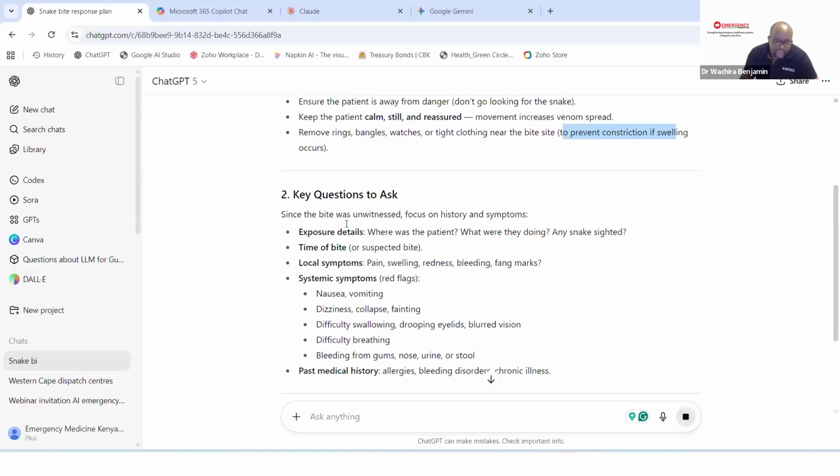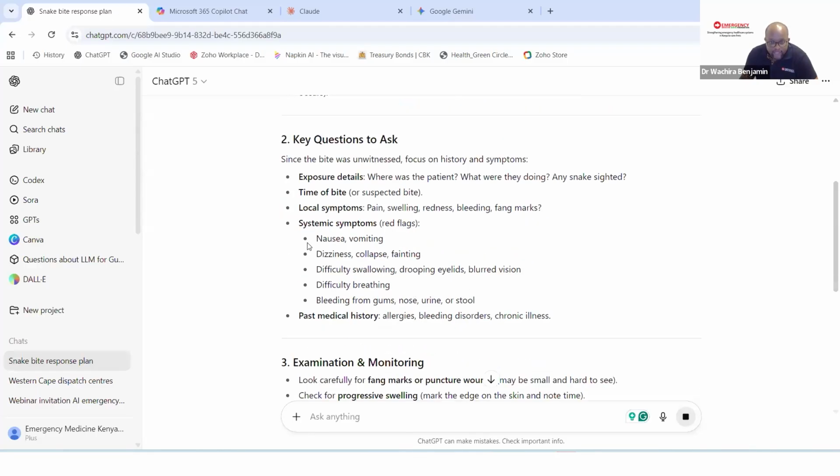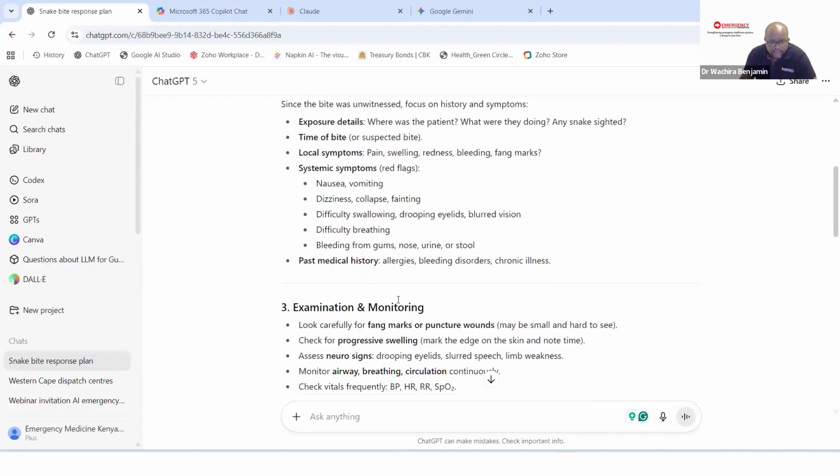So the key questions to ask: where was the patient, what were they doing, and what time was the bite or suspected bite? Local symptoms: pain, swelling, redness, bleeding, fang marks. These are the red flags to watch out for: nausea, vomiting, dizziness, collapse, difficulty swallowing, drooping eyelids, difficulty breathing. These are hematotoxic, neurotoxic, and cytotoxic symptoms, usually the swelling and so on.